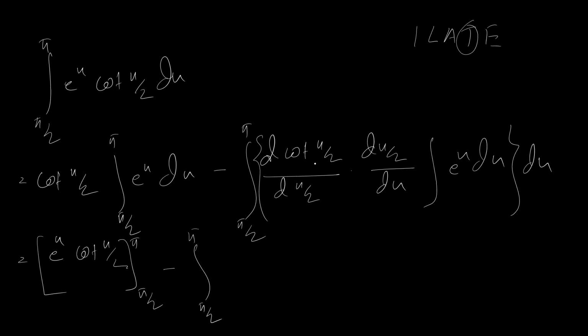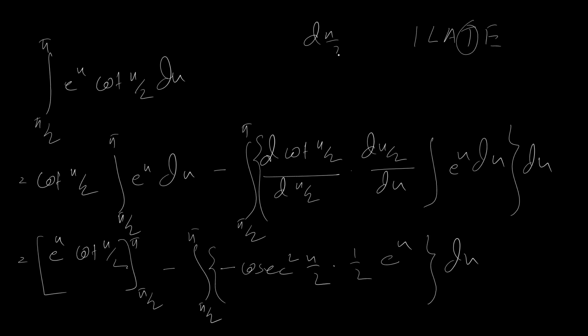The differentiation of cot x/2 will be minus cosec square x/2, into 1/2, and this will be e^x whole dx. This is the differentiation of x/2 with respect to x, which will be 1/2, since dx/dx is 1, so ultimately it will be 1/2. And the integration of e^x dx will be e^x.